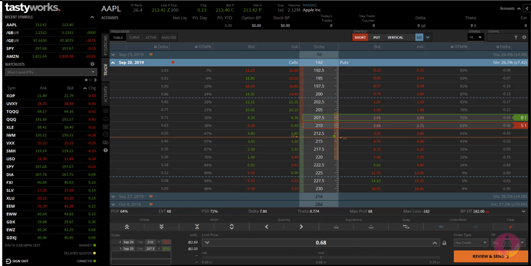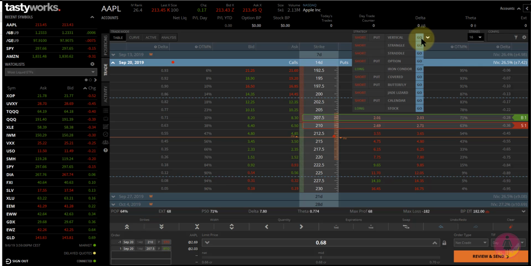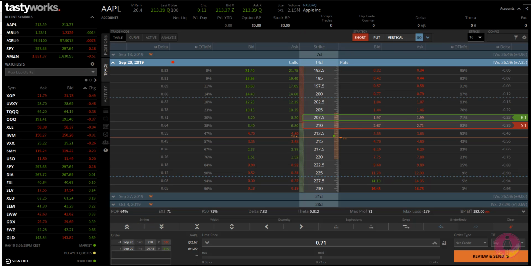Do you have any other strategies? Yes, you have a lot of other strategies. And to show you that, I only have to open this. And there you can see a vertical, a strangle, a straddle, an iron condor, a covered call, a butterfly, a jade lizard, a calendar, and you can even buy a stock. But that's a lot to take in, and that is why we only do a vertical and an iron condor. And those are the only strategies we discuss in this book.